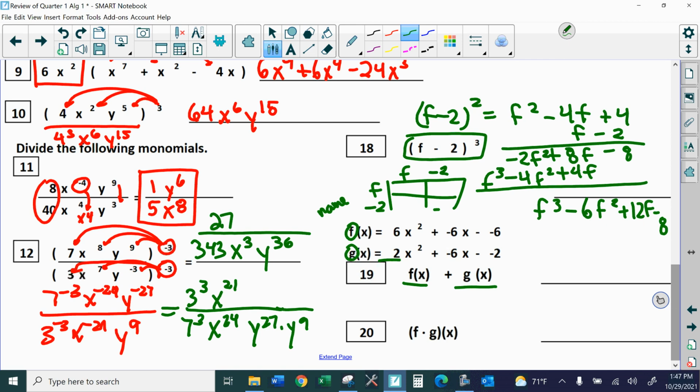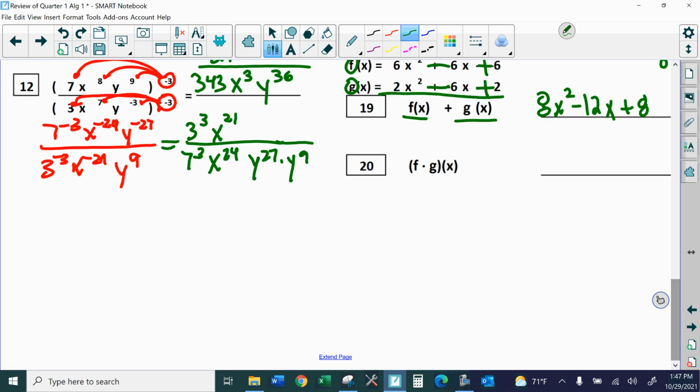So I can just write an equal sign and add straight down. First I'm going to change my negatives to a positive. Positive times negative is negative. Positive times negative is negative. Get it down there and just add straight down because the terms are already lined up. Like terms are lined up. So 6x squared plus 2x squared, 8x squared. Negative 6x, negative 6x, negative 12x. And 6 plus 2 is positive 8. And there's that answer.